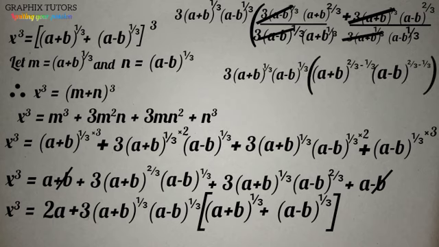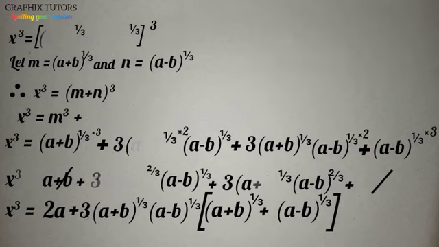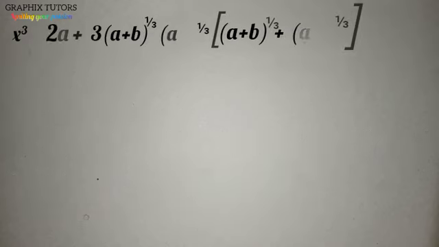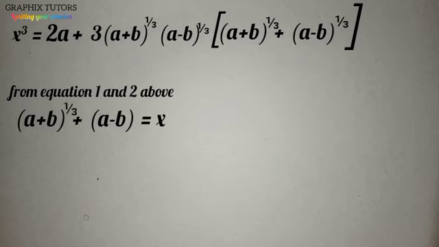So if you do that, you're going to be having 2a plus 3 (a + b)^(1/3) and (a - b)^(1/3). The way you did for (a - b)^(1/3), you do that for (a + b)^(1/3), and you'll be having this. So what we have here now, this is what we have when you factorize it. So from our expression above, from equation 1 above, we discover that (a + b)^(1/3) plus (a - b)^(1/3) is what? Is x, right? So I'll represent this by x.